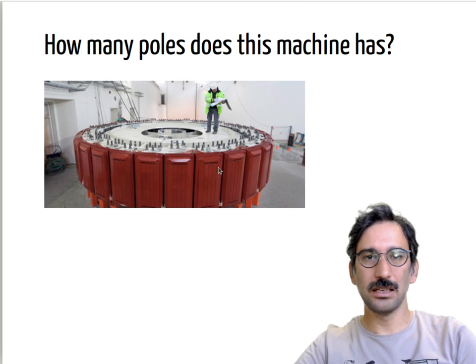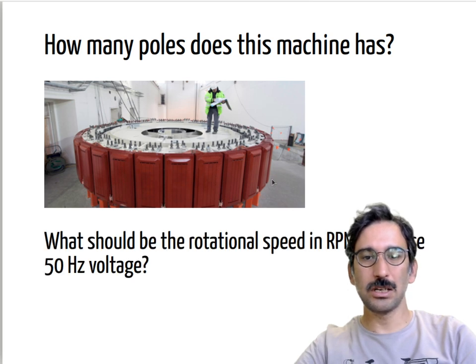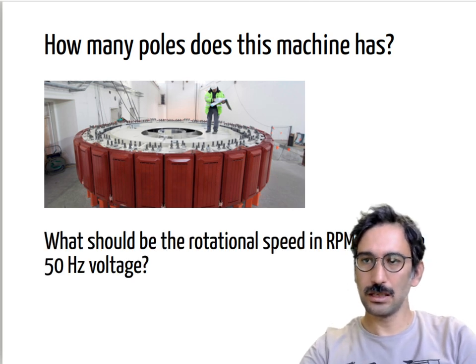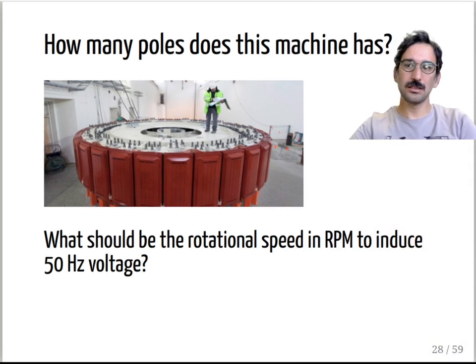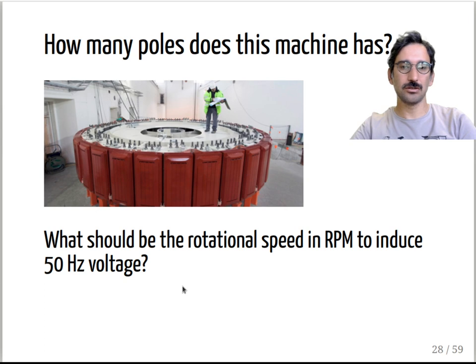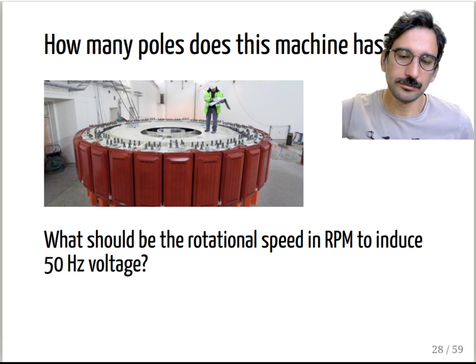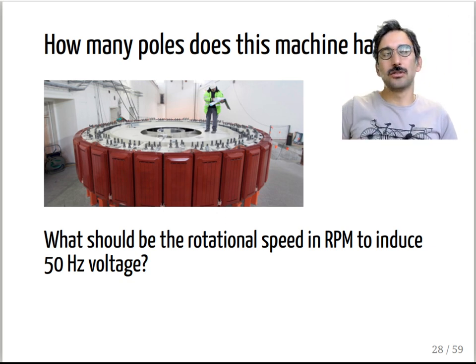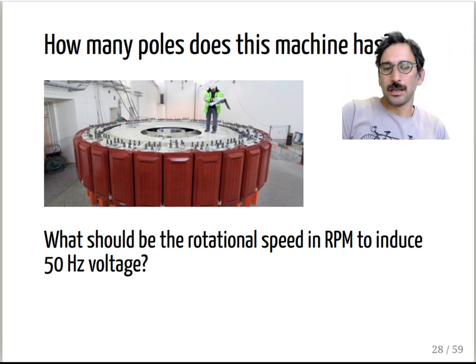So that's my question for you now. What should be the rotational speed in RPM to induce 50 Hertz voltage for that generator? Please try to calculate it yourself as an exercise. Okay, you can pause the video and let's calculate it together.